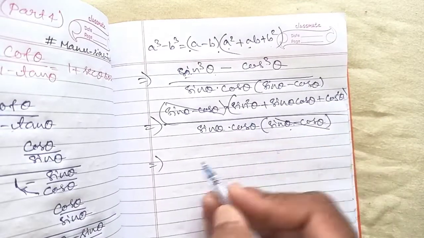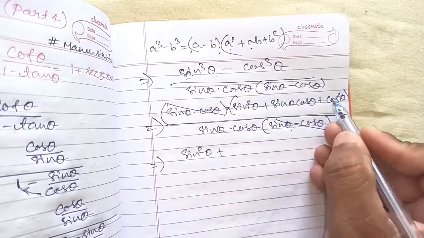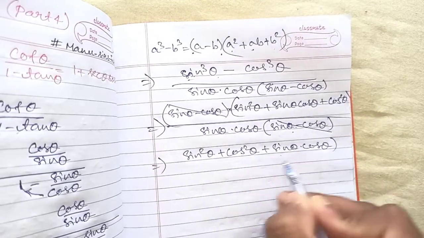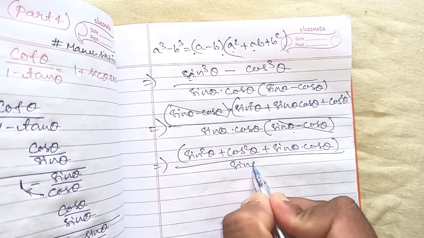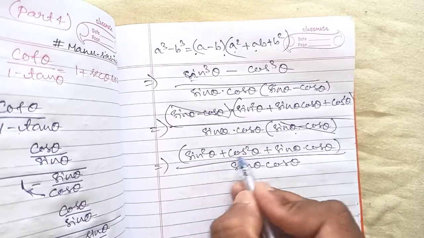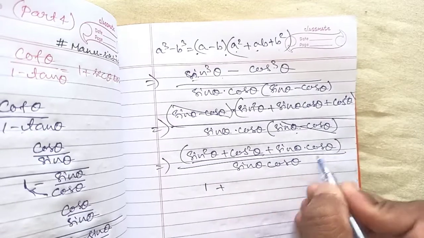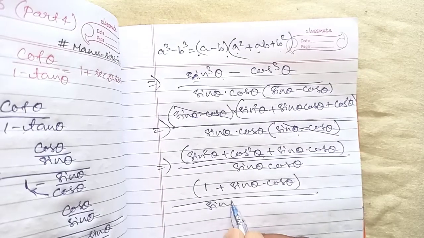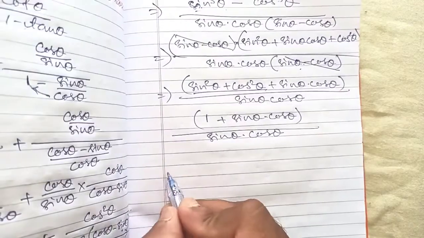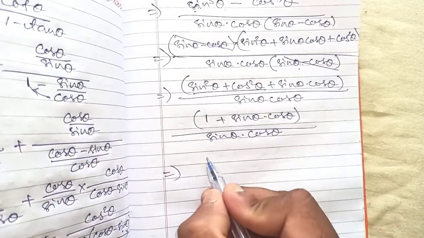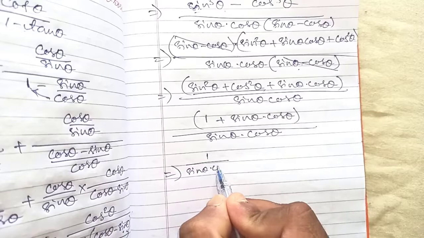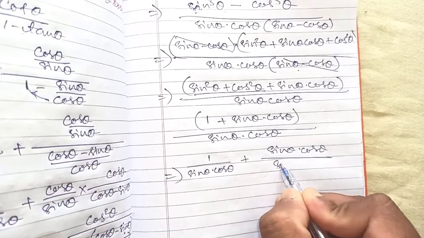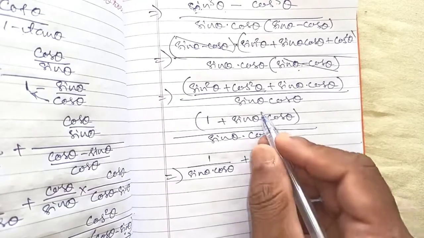Okay, now what is left? Sin square theta plus cos square theta, plus sin theta into cos theta, divided by sin theta into cos theta. Sin square plus cos square is how much? 1 plus sin theta into cos theta in the numerator, by sin theta into cos theta. Okay, now separate the numerator. 1 by sin theta into cos theta plus sin theta into cos theta by sin theta into cos theta. We have separated the numerator.